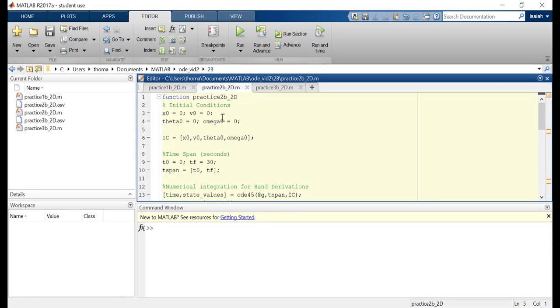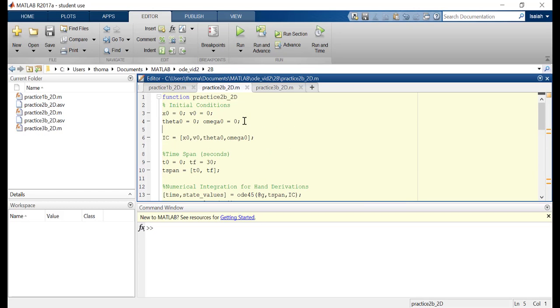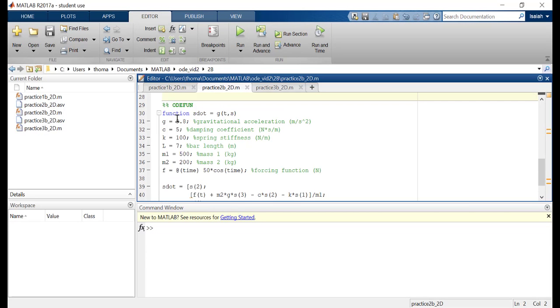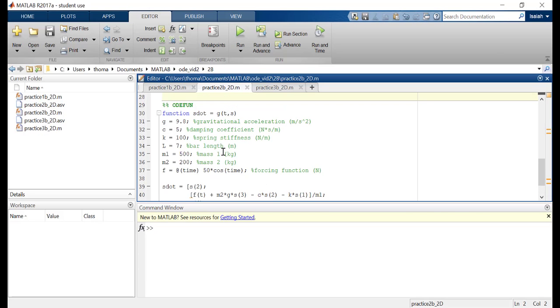Over here in the function method, I go down to the function that returns s dot, and I declare the various parameters in here, alright? This is especially important for the function method, because if these were not declared in here, and were instead declared up here in the primary function, which is separate but in the same m file, then this function would not have access to those parameters, and MATLAB would get really confused wondering what in the world these variables are. So just be very careful with your declarations.